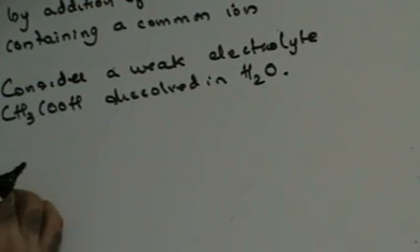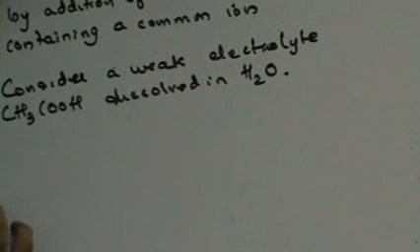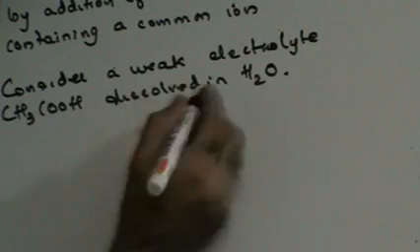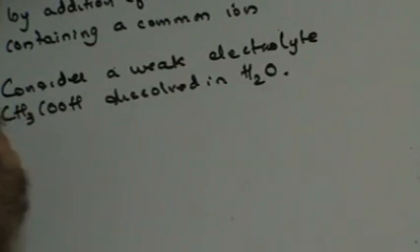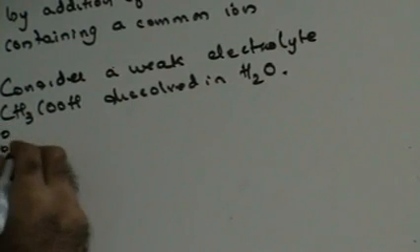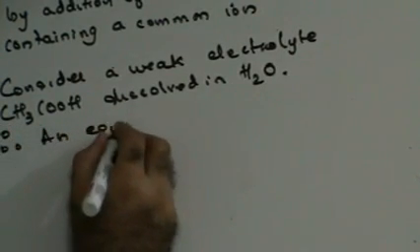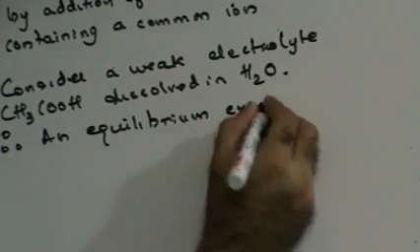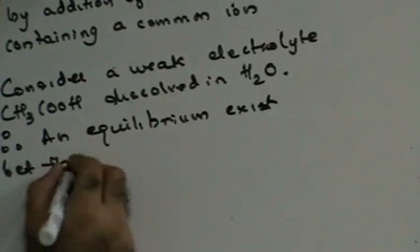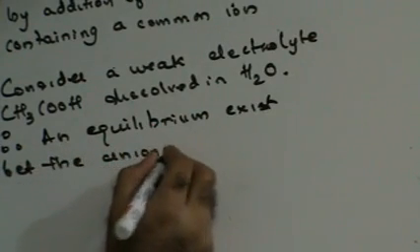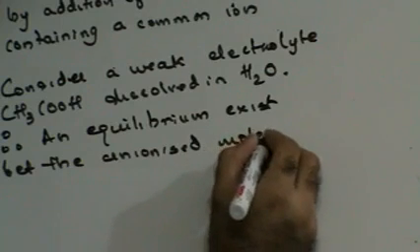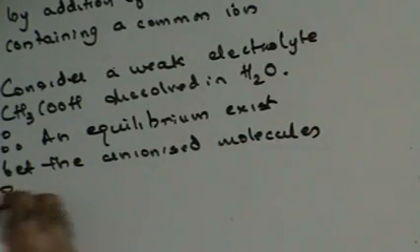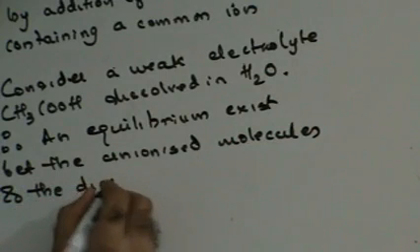Arrhenius theory: once you dissolve it in water, it will dissociate, and once the dissociation is over, there will be an equilibrium between the dissociated molecules and the undissociated molecules. So an equilibrium exists between the unionized molecules and the dissociated ions.